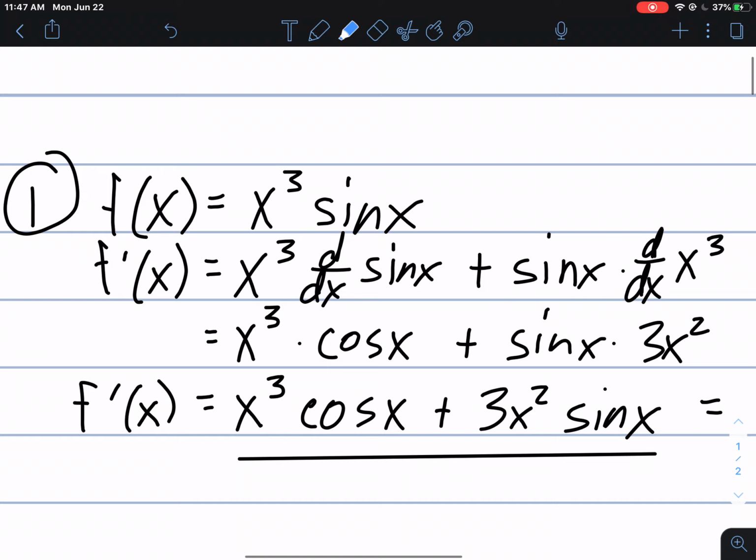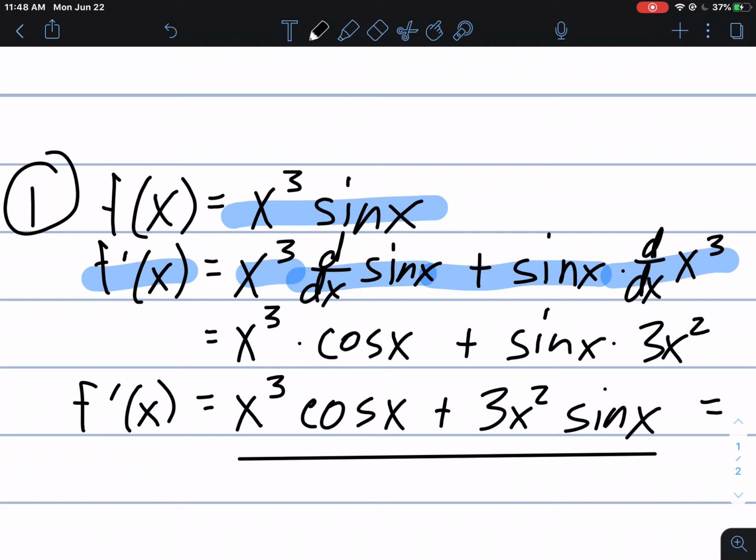As we mentioned in that previous section, I have to recognize that I'm dealing with a product here. So yes, I do see a trig function there, but even more so, the overall function f of x is a product of x cubed times sine x. So the first thing I'm doing is using our product rule to write out my derivative. What is f prime of x? It is the first times the derivative of the second plus the second times the derivative of the first.